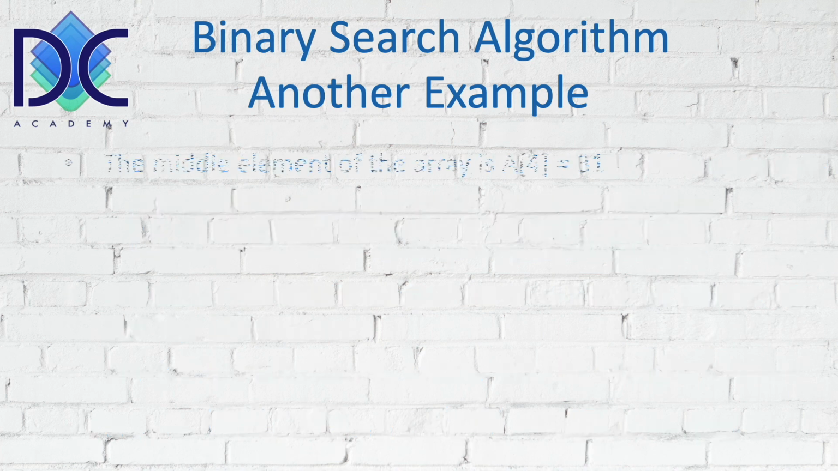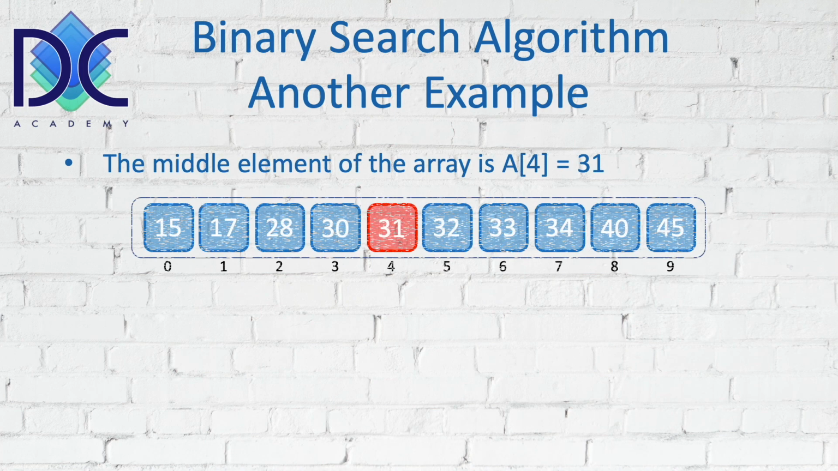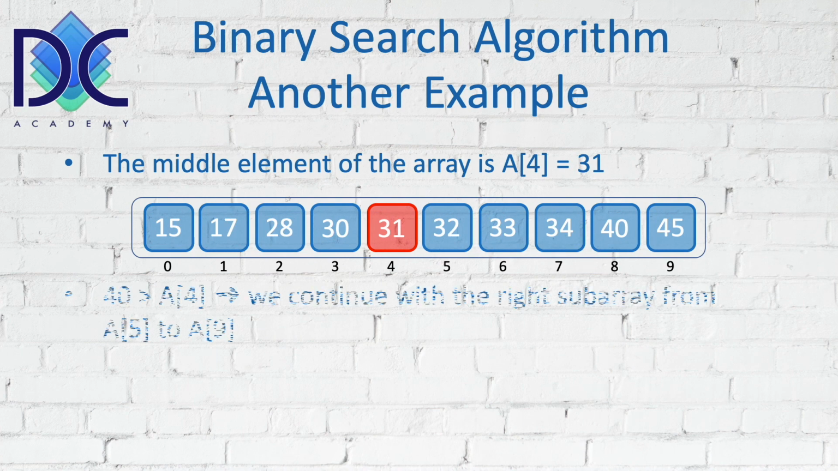And that's what we are going to do now. We have the middle element of the array, 31, which is now in red. And now we have to say 40 is larger than the value in position 4. So now we consider the right subarray from m plus 1 till n. m plus 1 is 4 plus 1, which is 5, till 9. So the new subarray is 32, 33, 34, 40, and 45.